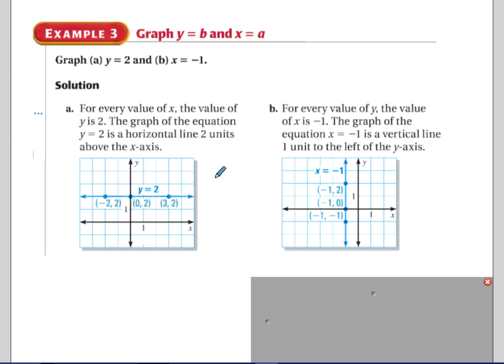Now notice that solution A, y equals 2, is a function, whereas B, x equals -1, is not a function. This one passes the vertical line test. This one totally fails it because it's a vertical line. So that's something to know for the future.